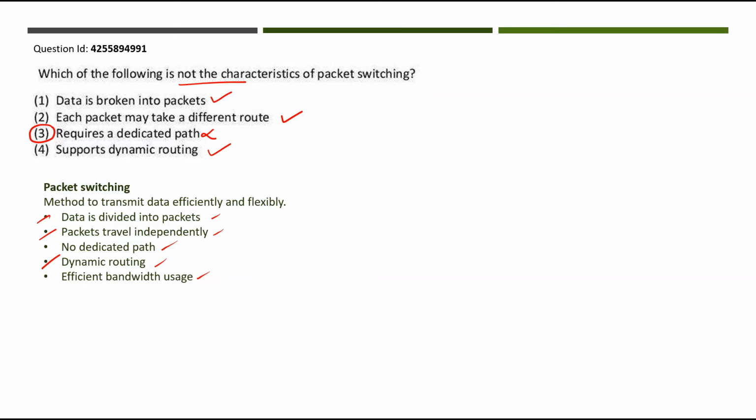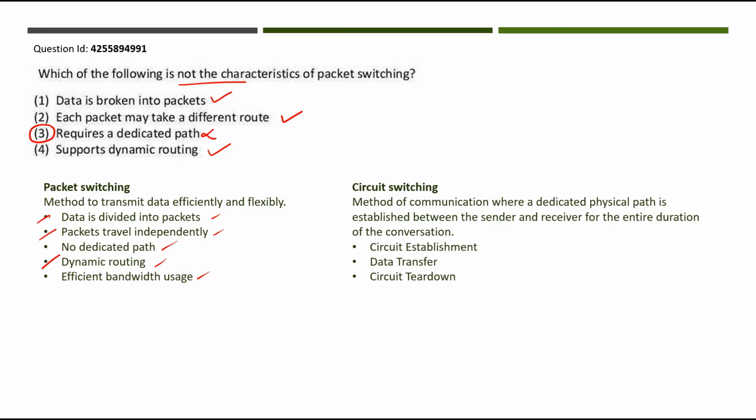Now which switching has a dedicated path? It is circuit switching. It's a method of communication where a dedicated physical path is established between the sender and receiver for the entire duration of the conversation. So there will be 3 stages. First, it will be setting up the circuit. The route will be set up, the data will be transferred, and after the data transfer is over, the circuit will be torn down. That's what is given as circuit establishment, the setup phase, data transfer phase, and circuit disconnect phase. That is the teardown phase.